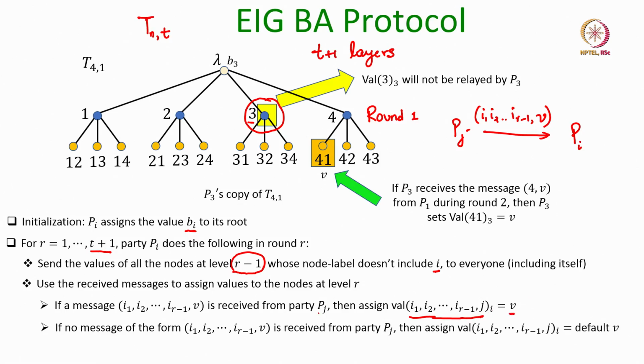However, it could be possible that party P_j is corrupt and does not send any message, and remember that we do not have separate instructions for messages which do not arrive within a specific round. The strategy that we follow is that if some expected message does not arrive in a particular round, we substitute it with some default message and proceed. So, if the message comes, well and good. If the message does not come, then the node with label i_1, i_2, ..., i_{r-1}, j in P_i's local copy of the EIG tree is assigned a default value v.